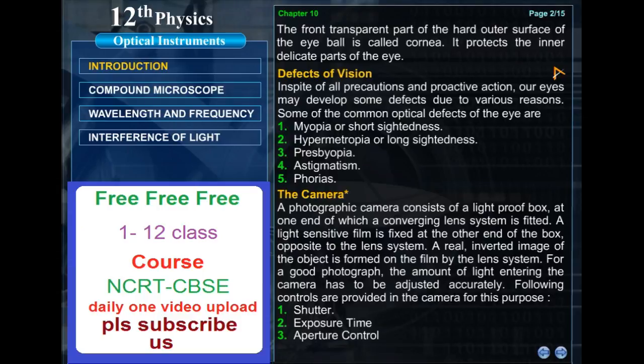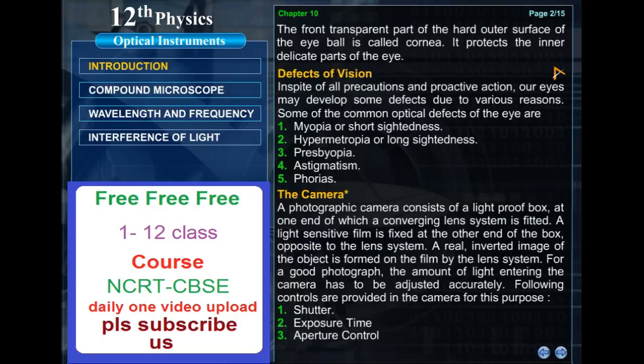The camera. The photographic camera consists of a light-proof box at one end of which a converging lens system is fitted. A light-sensitive film is fixed at the other end of the box, opposite to the lens system. A real inverted image of the object is formed on the film by the lens system.